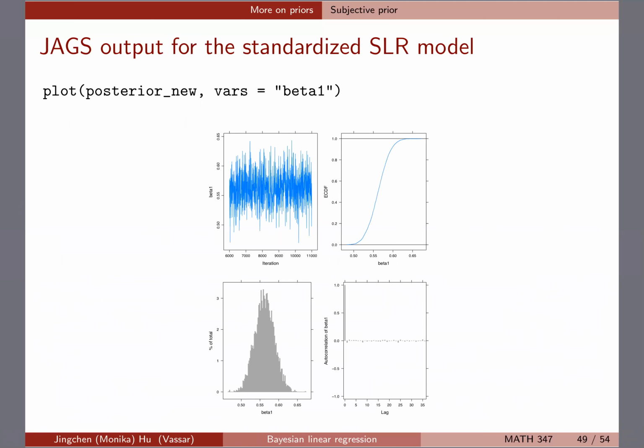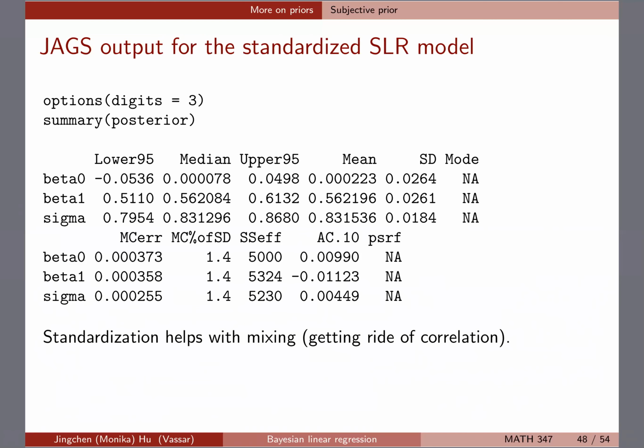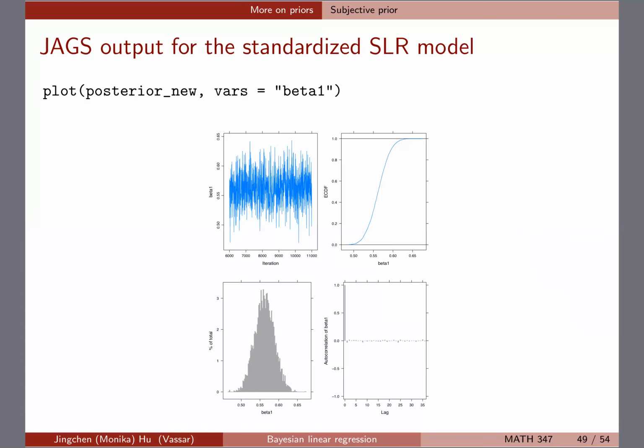For example, I only included beta 1 here, just as a demo. I guess this is the wrong plot, because I think I used the posterior underscore new. But anyway, beta 1 is fine. And from the output, we know that it should be fine. I will update this afterwards.